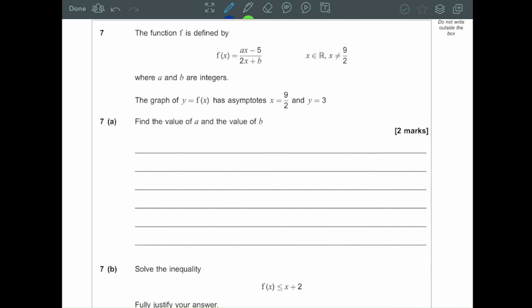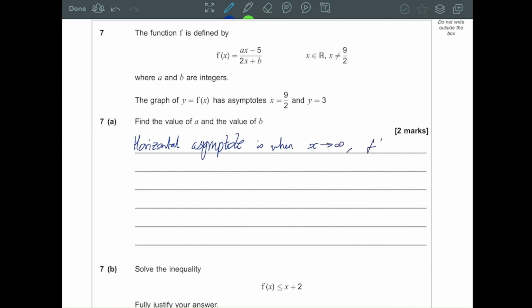Question 7. We have a function defined as so, and the graph has those asymptotes. Find the values of A and B. So this is checking you understand how asymptotes are created. So our horizontal asymptote is occurring when x goes to infinity.